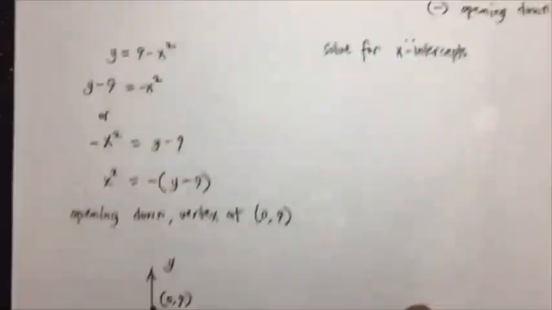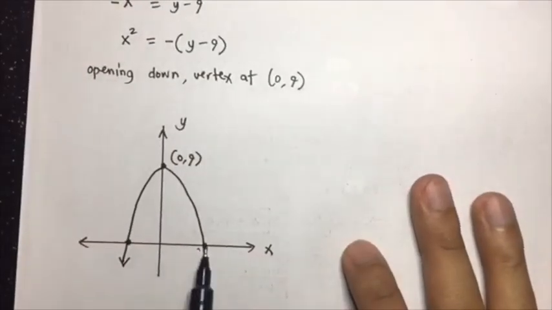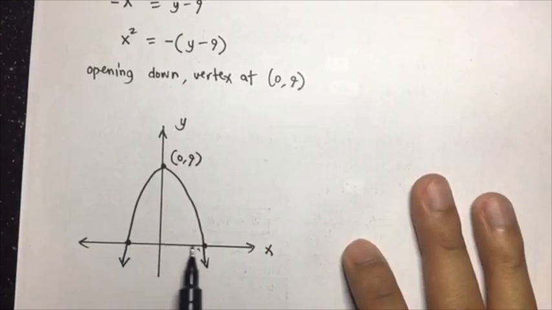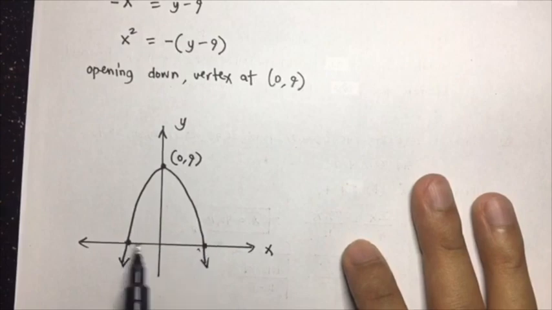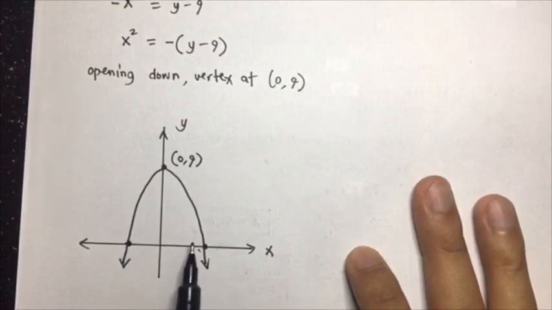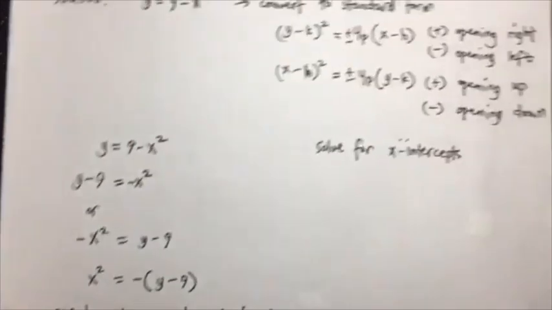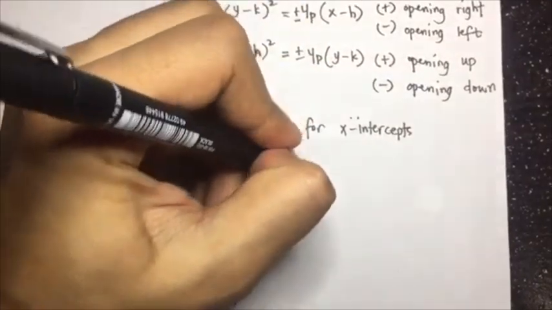Okay, so at the x-intercept, y is equal to 0. So here and here, its coordinates correspond to y is equal to 0.